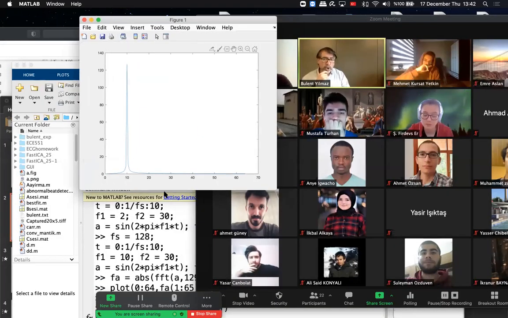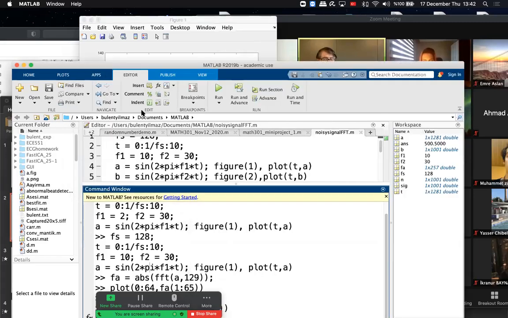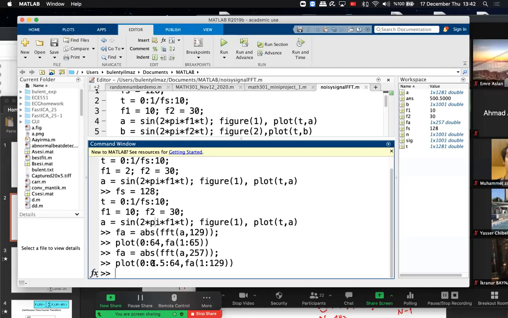But again, correct. 10 hertz. Again, correct. Why is it now 0.5 increments? It should have the same length.